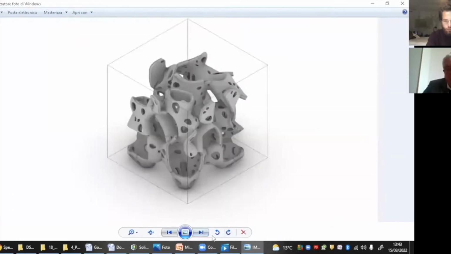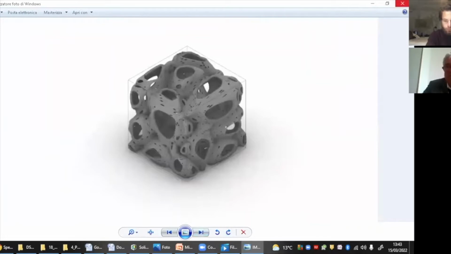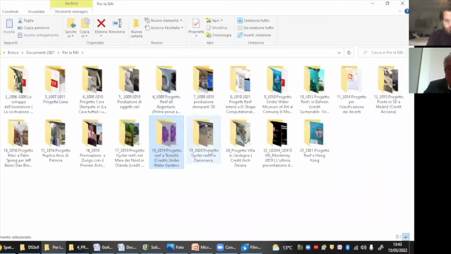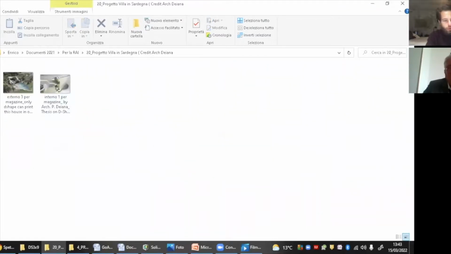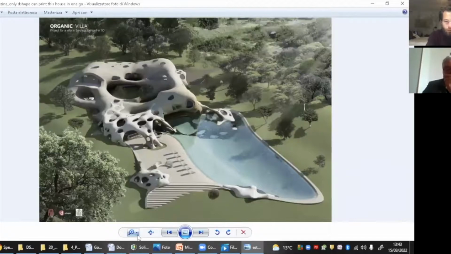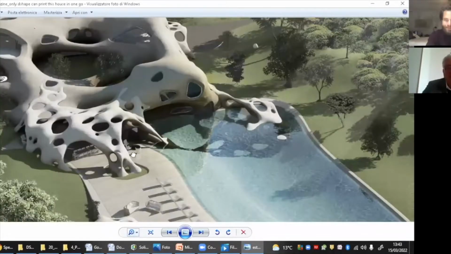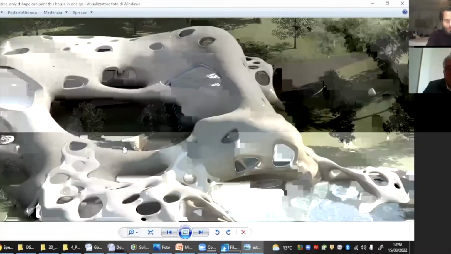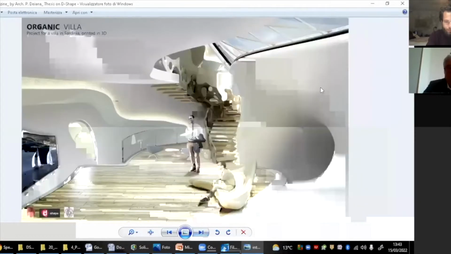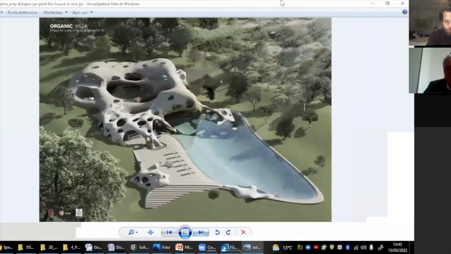So this is the kind of technology for Underwater Garden International. Let's move forward. This is the kind of architecture that in principle should be printed not in California, but in Austin, Texas, let's say. This is the kind of dreamt architecture that I never succeeded to print out in one go, of course.